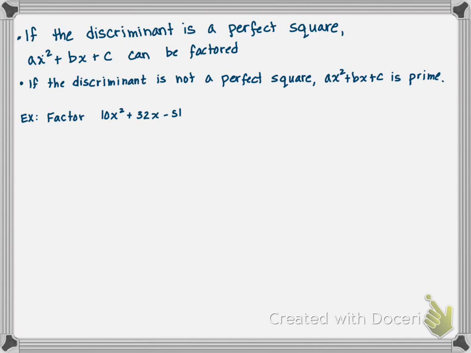So that's a bit of a tedious process when you have numbers that are this big, right? So it's really handy to know if you can factor before you actually go through the process of making that whole list and figuring out what your two numbers are. So if I find the discriminant, b squared minus 4ac, is equal to 32 squared minus 4 times 10 times negative 51, and you plug that into your calculator, what do you get?